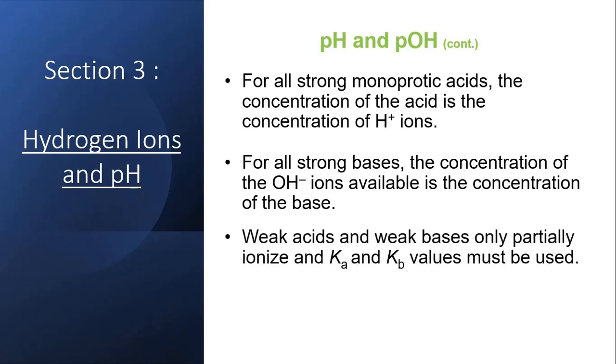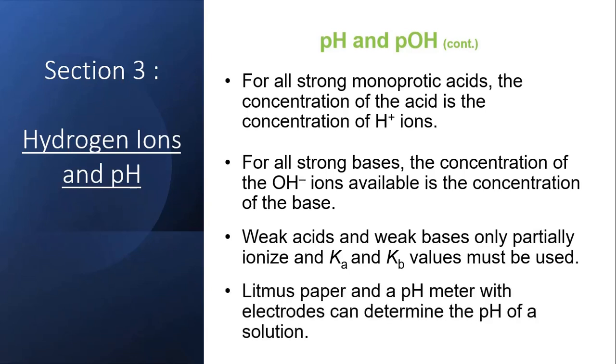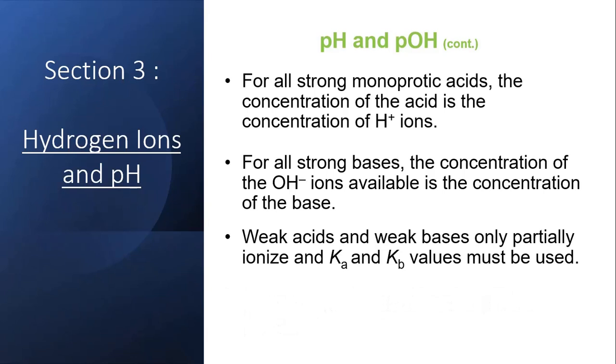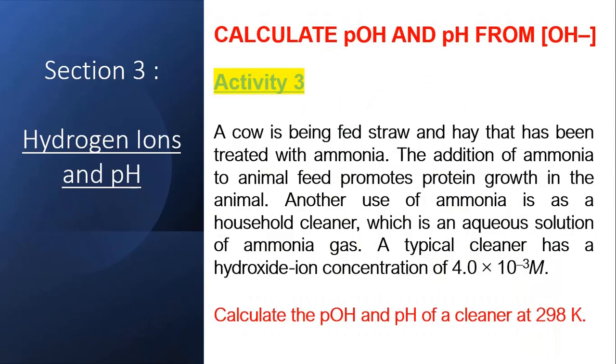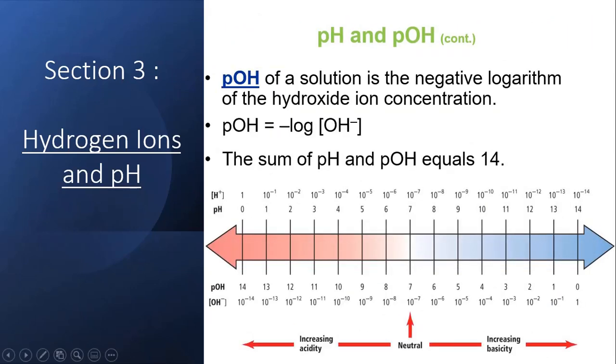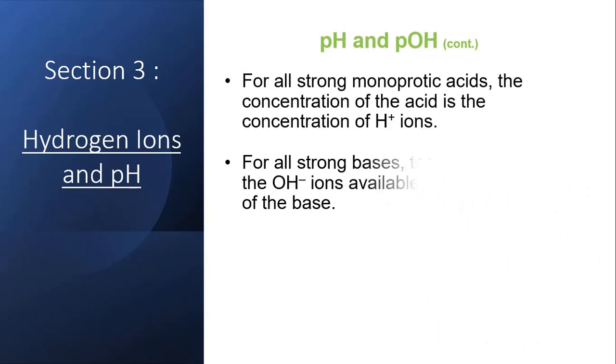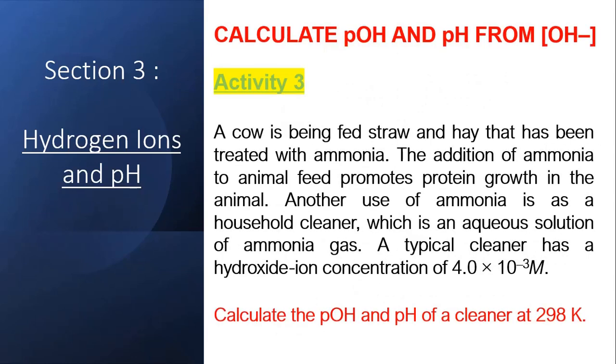Very simple and easy. What about the weak acids and bases? Weak acids and weak bases only partially ionize, and Ka and Kb values must be used. With litmus paper and a pH meter with electrodes, we can determine the pH of a solution, whether we have, for example, pH equals 7, 8, 9.